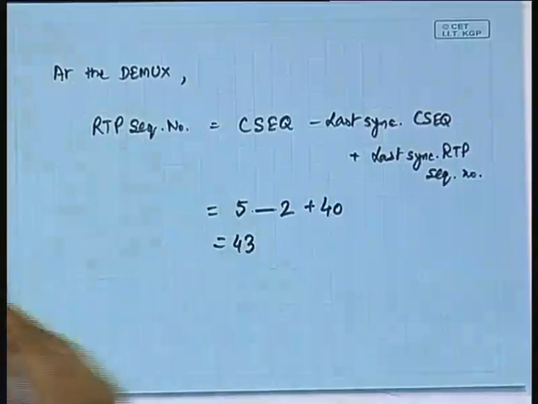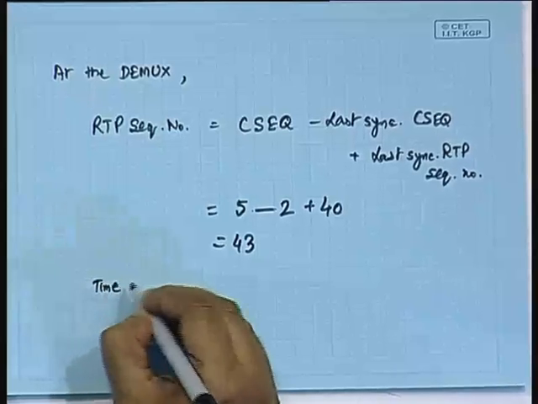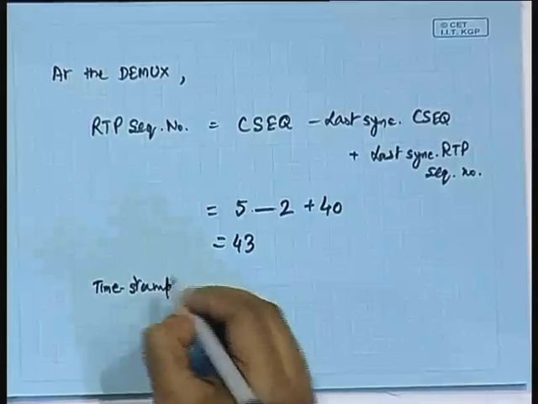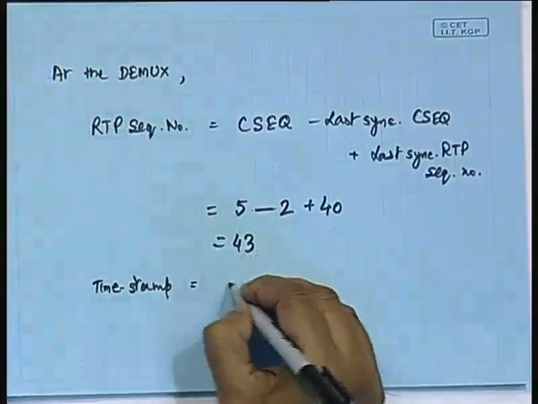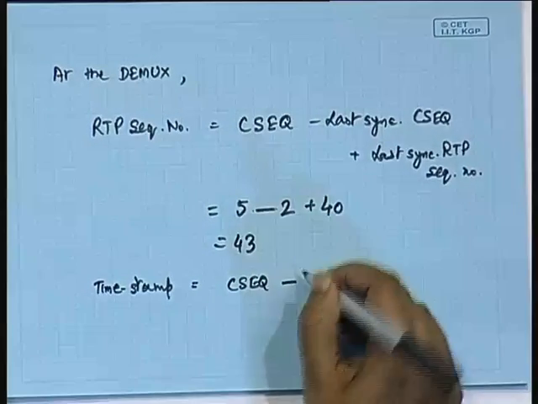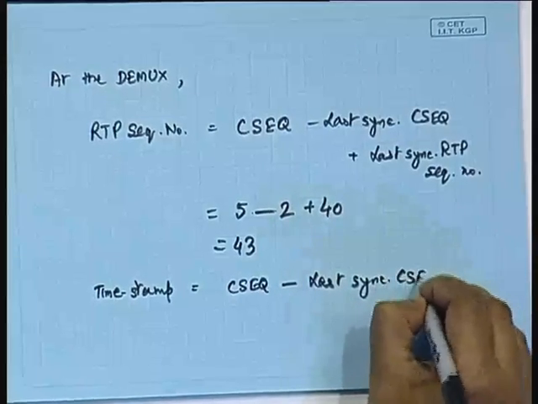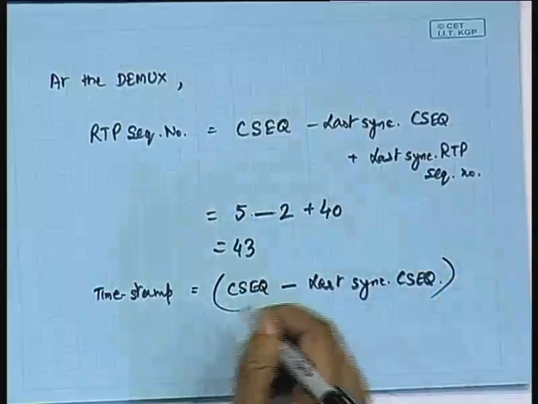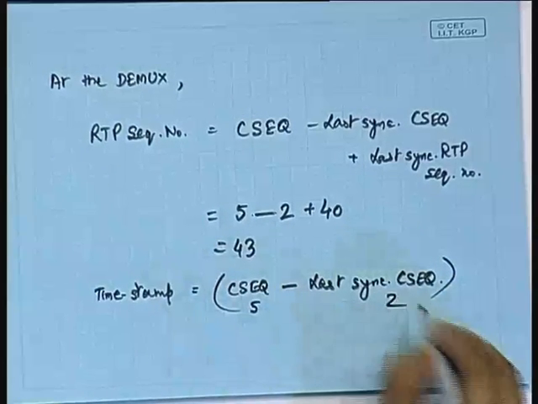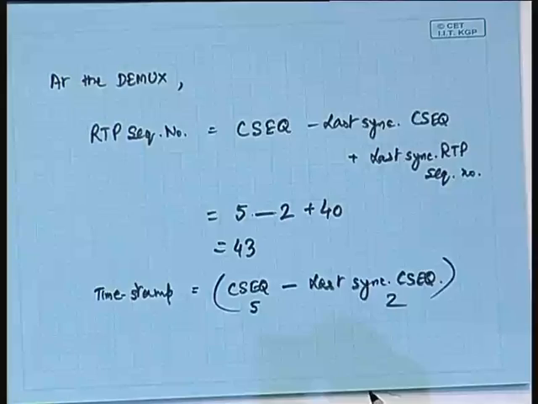Now, about the timestamp, it has to recover the actual timestamp. It is 14,230, we know. That is what the source had sent to the multiplexer, but the multiplexer did not disclose that information. The multiplexer only says that your C sequence value is 5, but how can the timestamp be recovered? Well, you have the C sequence minus the last sync C sequence. So, the C sequence number difference, what is that? It is 5 now, and the last sync C sequence was 2. So, there is a C sequence difference of 3.